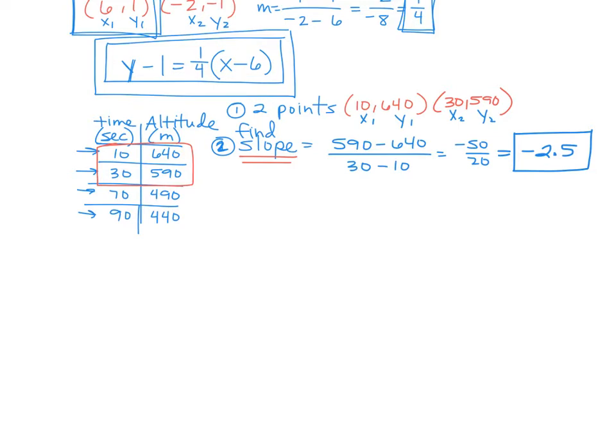Here's my question. What does that mean right now? It is the slope. It's a rate of change. Negative 2.5 what per what? Meters per second, because it's y on top per x. So we're saying this is dropping 2.5 meters per second. The hot air balloon is dropping 2.5 meters per second.